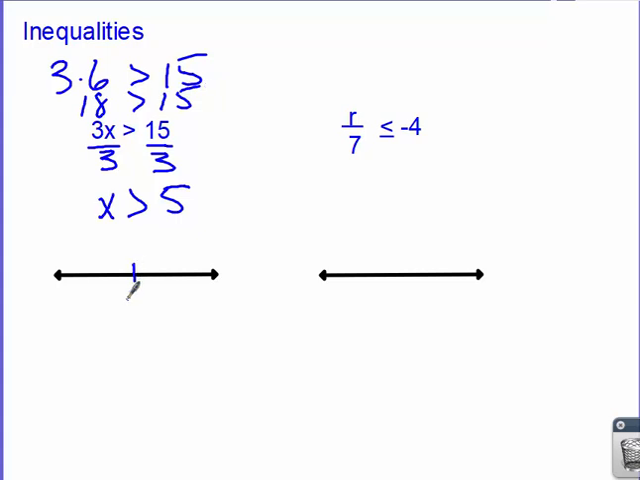So to graph that, on a quick graph, we would just put the 5 there in the middle. I would do an open circle on 5 and shade to the right. Okay, does division work the same way?